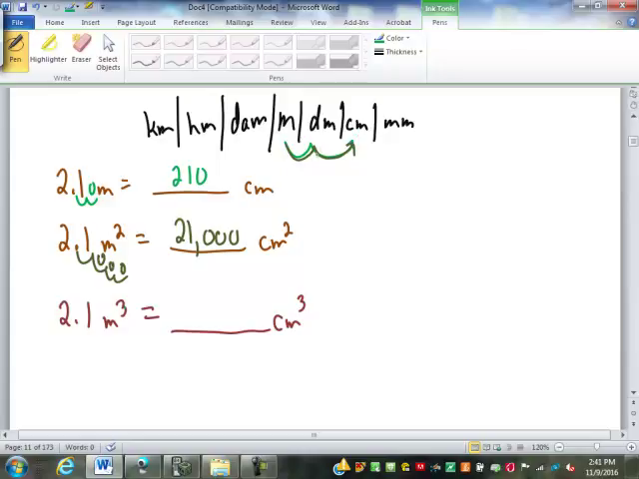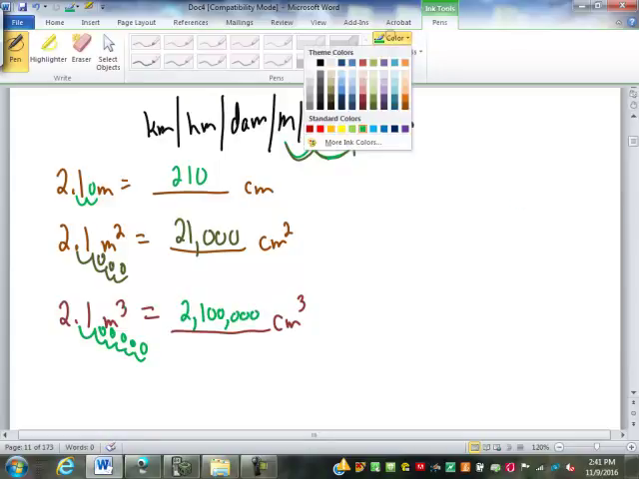So 2 spots to the right on the chart becomes 2 times 3, or 6 spots to the right with our decimal point. So we go 1, and then we have to fill in zeros, 2, 3, 4, 5, 6. That is 2,100,000 cubic centimeters.